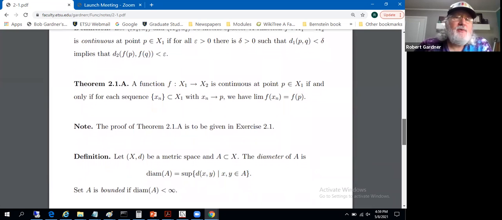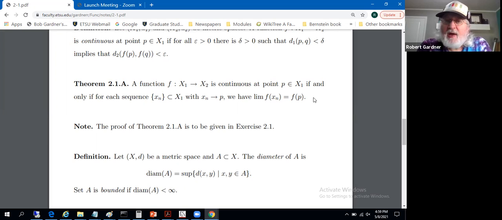These two ideas we've developed kind of interact. Theorem 2.1.a, the proof of which is kind of left as an exercise, says a function f mapping metric space x sub 1 to metric space x sub 2, is understood to be the setting, is continuous at point P in x sub 1 if and only if, for each sequence x sub n, a subset of capital X sub 1, with x sub n converging to P, we have the limit of the function values, f of x sub n, converging to f of P.